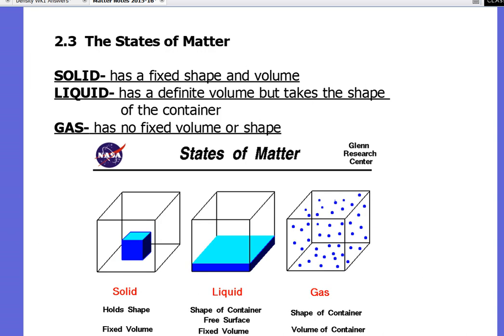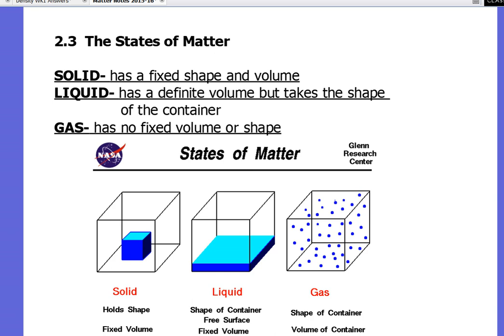Solids, liquids, and gases. You've been hitting this forever. We're going to spend a whole chapter later in the year discussing the molecular side, the micro side, what happens, why are things solid, why are they liquids, why are they gases. But for right now, simple definition: holds shape, holds volume, spreads out, fills the space. Make sure you know the 3 definitions.